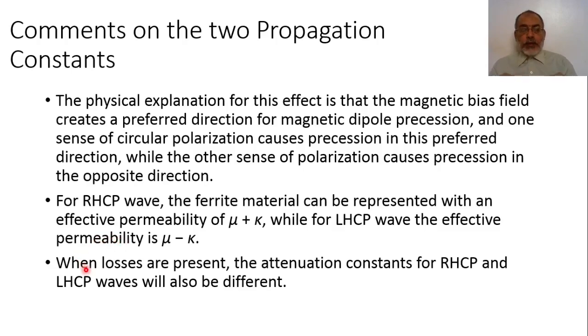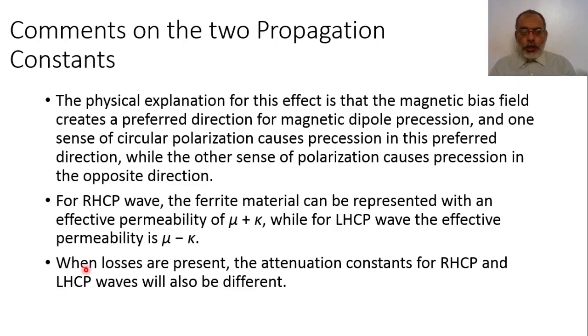When losses are present, the attenuation constant for right-hand circular polarization and left-hand circular polarization will also be different. This means that, once again, the right hand will be propagating with some characteristics, while the left-hand circular polarization will be propagating with completely different characteristics.